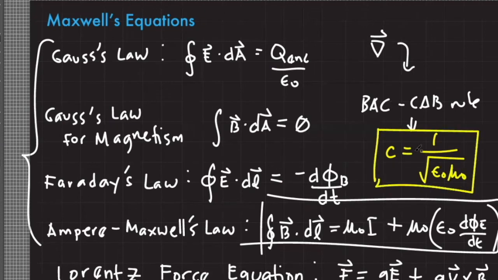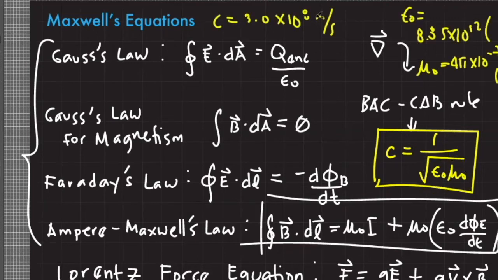Here's a surprising result. c is the speed of light, and it's actually derivable from two constants, permittivity of free space and permeability of free space. This connection between the speed of light and the constants associated with the electric field and magnetic field tells us that light is one example of electromagnetic wave. In a way, this is a mathematical statement that light is one example of electromagnetic wave.